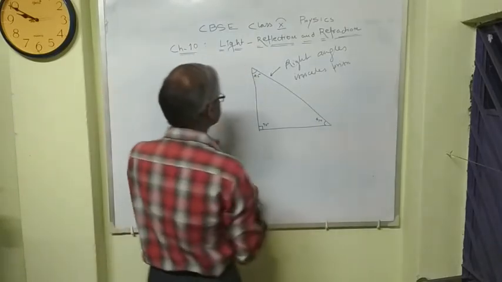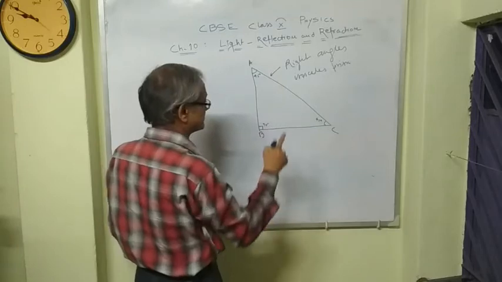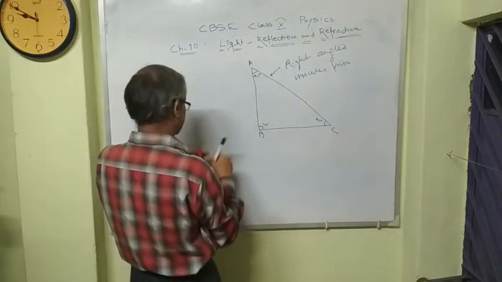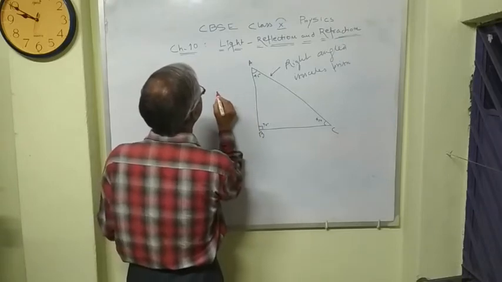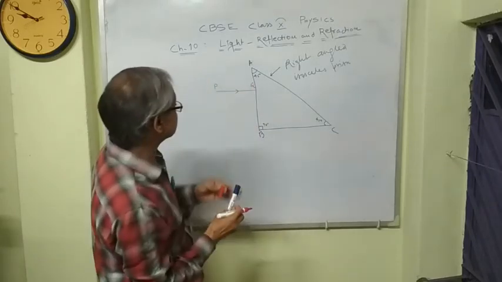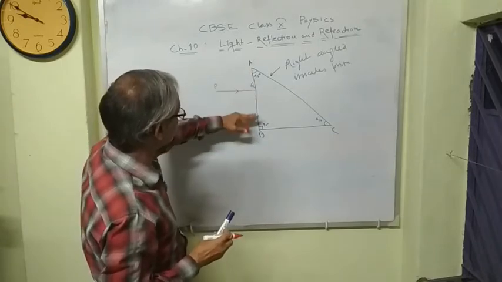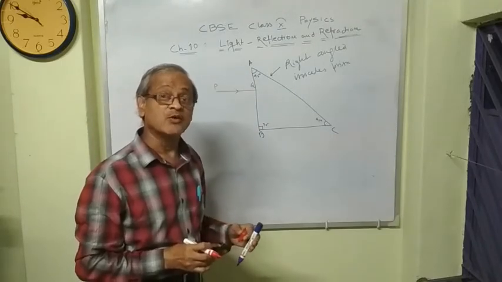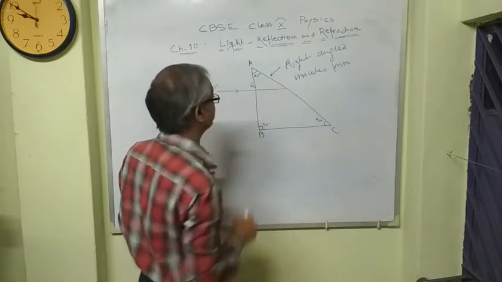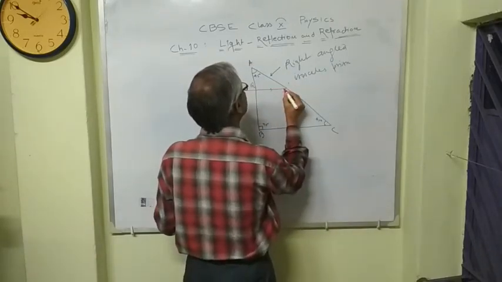Now, a light ray, we take at first a light ray incident on the face AB of the principal section of a prism. It is the right angled isosceles prism. The incident ray is this PQ. Since it is incident on the face AB, PQ incident perpendicularly, hence it is without any refraction, that is, it is without any deviation, passes through the AB. And then, if we draw a normal in this case, the angle of incidence will be this.